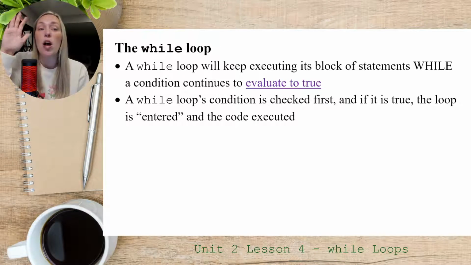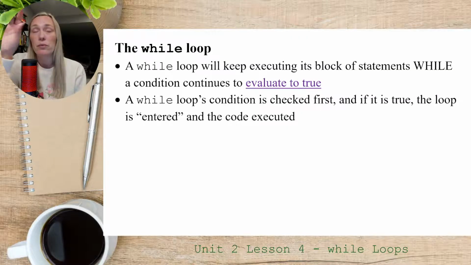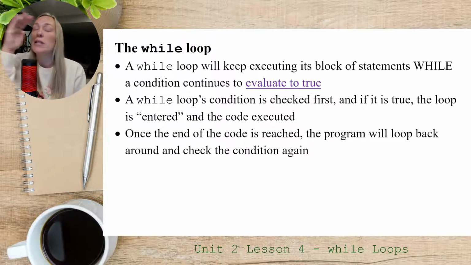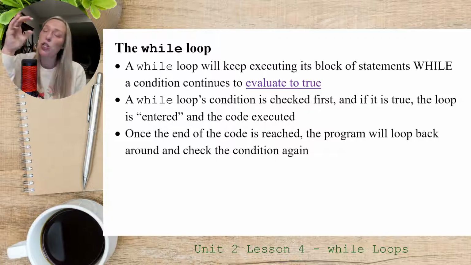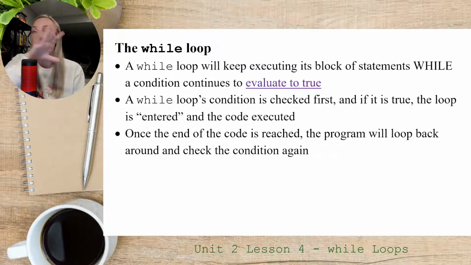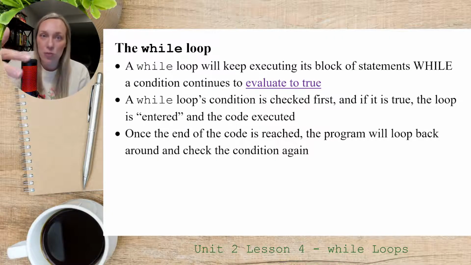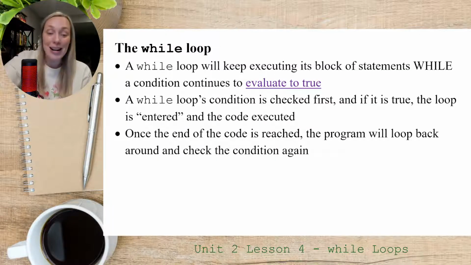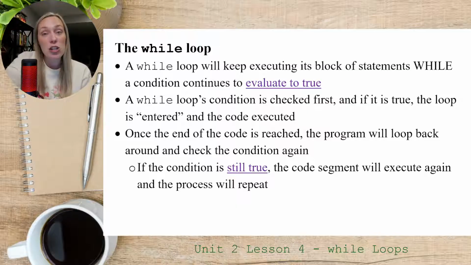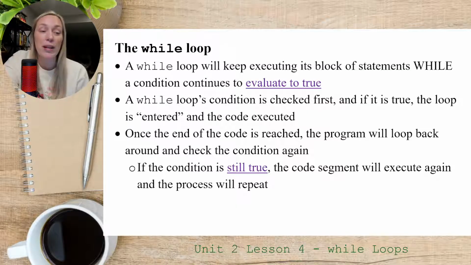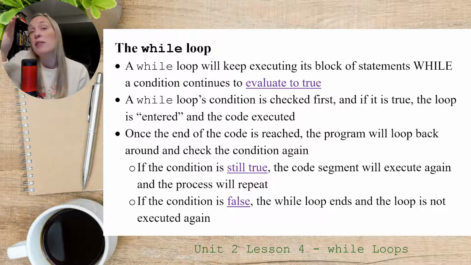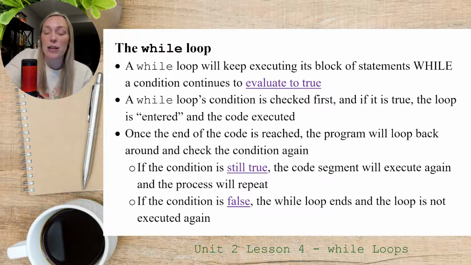So a while loop condition is checked first, and if it's true, the loop is entered and the code is executed. Once the end of the block of statements is reached, the program loops back up to the condition and checks it again. If that condition is still true, the code segment goes through again, and the process is repeated inside the block. If it is false, then the loop ends and the loop is not executed again.